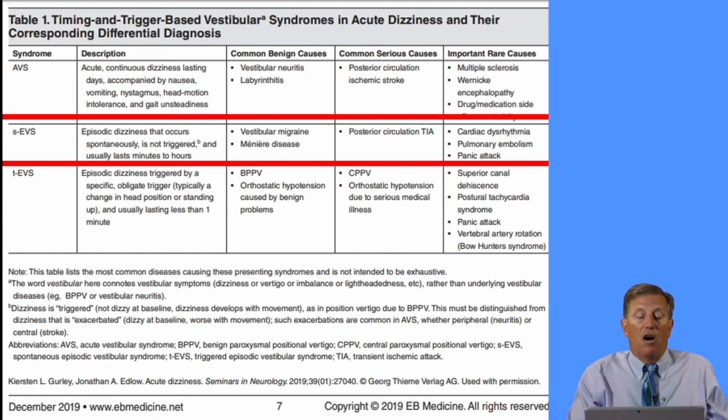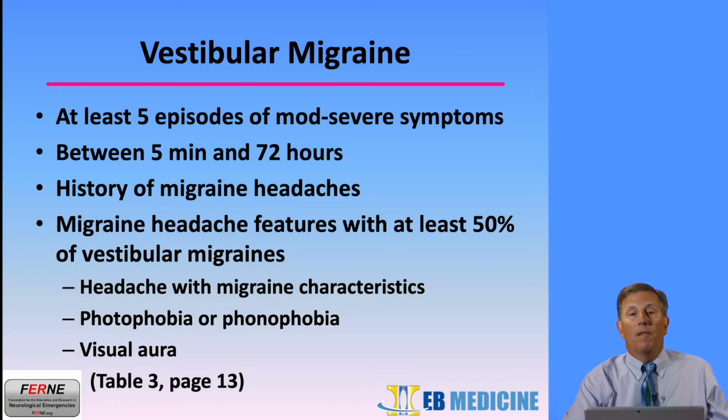So now we're going to talk about spontaneous episodic vestibular syndrome. Again, the second strata in the red rectangle. Now, vestibular migraine is a benign peripheral possible etiology to spontaneous episodic vestibular syndrome. How do you make the diagnosis?